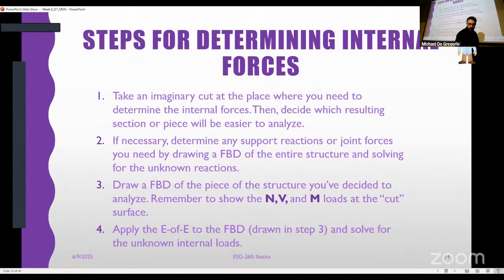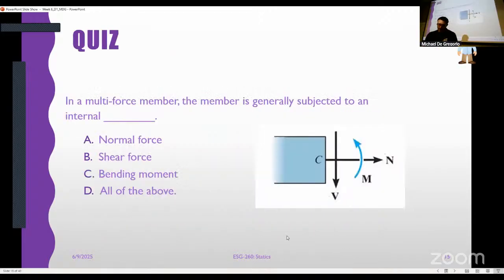Draw the FBD of your structure. Show N, V, and M, so your normal or your axial force, your shear, and your bending moment, and then apply your equilibrium equations. So you have 3 equilibrium equations. It's a 2D problem. I tell you right now, we're not going to do any 3D beam loadings. As much fun as that sounds, we will not be doing that. Okay. So in a multi-force member, the member is generally subjected to an internal normal, shear, bending, or all of the above.